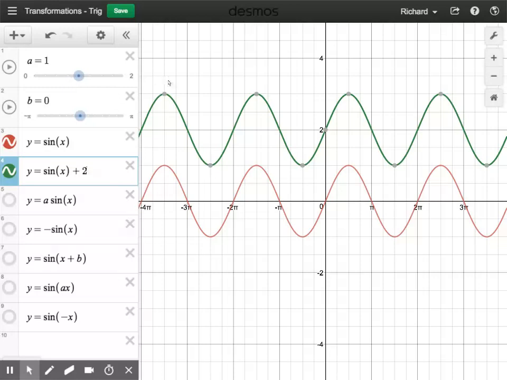So you can see that this point here, if I go up 2 units, 1, 2, it's there now. This point here is now 2 units up, and so on. So every single y coordinate has been shifted up by 2 units. So that's what a vertical translation does. It literally shifts it up and down, and it doesn't change the amplitude.